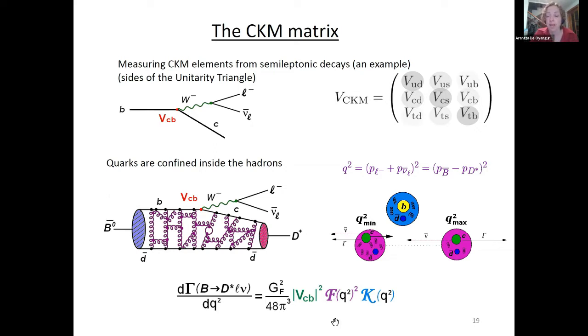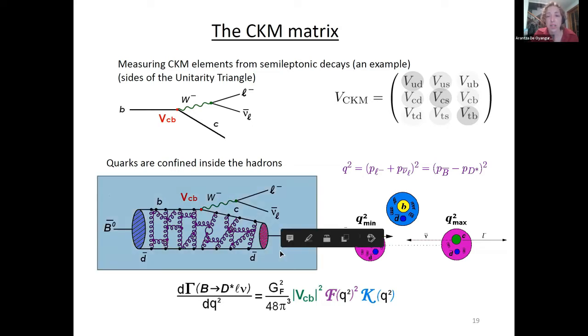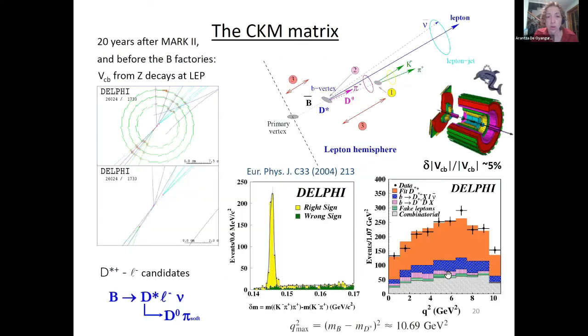Okay. You can use different channels, different exclusive channels, or you can do it also in an inclusive way. The one that I'm going to explain is the B meson going to a D star. The D star is a compound state from a c and a d bar quark, which decays into D0 pi. So I am going to show you here one measurement that was performed 20 years after Mark II.